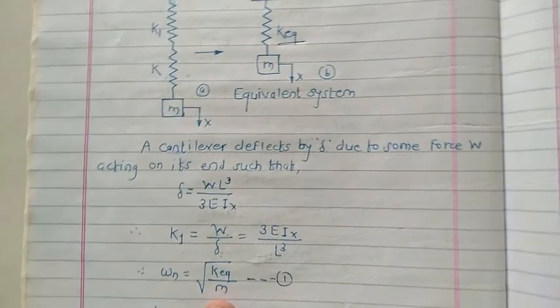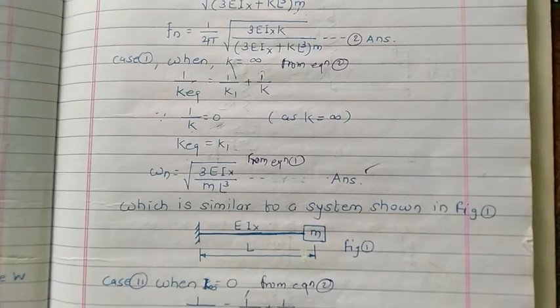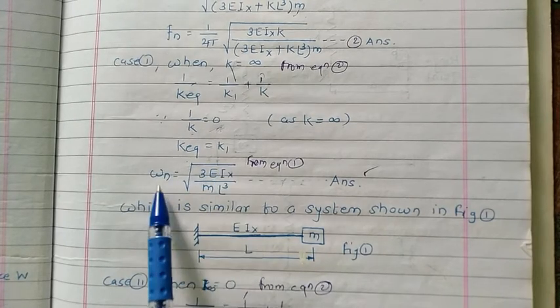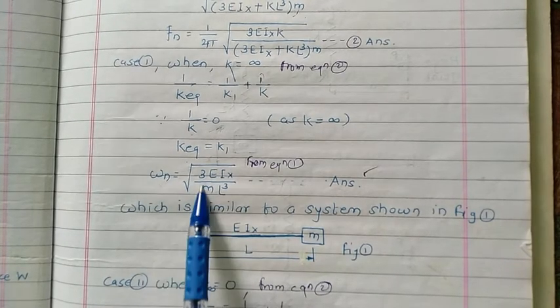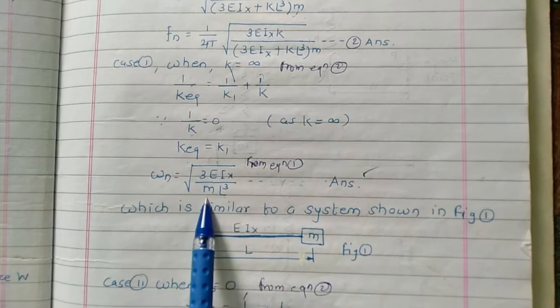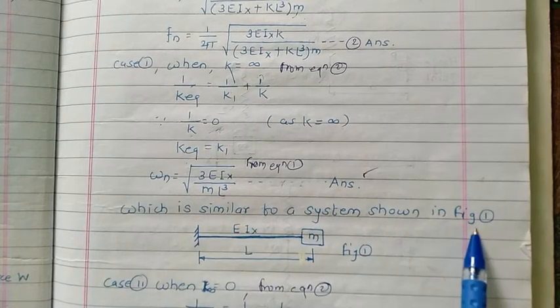K1 is nothing but 3EIx divided by l cube. So substitute the value for that k1. K equivalent is nothing but k1. So you can get omega n equals square root of 3EI divided by l cube into m. In short, this system is similar to the system as shown in figure number 1.